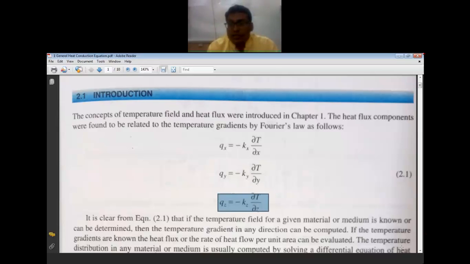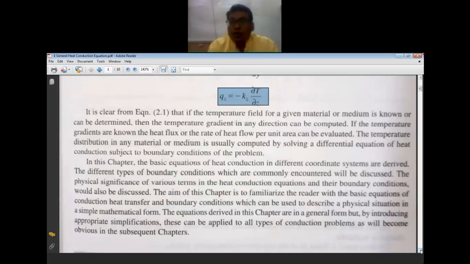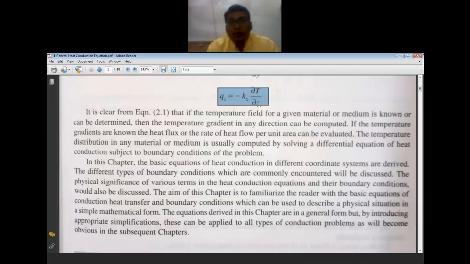It is clear from these equations that if the temperature field for the given material or medium is known or can be determined, then the temperature gradient in any direction can be computed, either x, y or z direction. If the temperature gradients are known, the heat flux, or the rate of heat flow per unit area, can be evaluated. Or if the area is known, then you can also calculate Q, the heat.